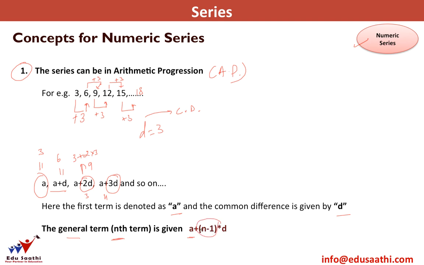Why is this n minus 1? Because as we have seen here, in the fourth term I add 3 times D. In the third term I add 2 times D. In the second term I just add 1 time D. So this is 2 minus 1, 1. This is 3 minus 1, 2. This is 4 minus 1, 3. Therefore, for the nth term, it is n minus 1 multiplied by D. Let's look at a couple of questions on this.